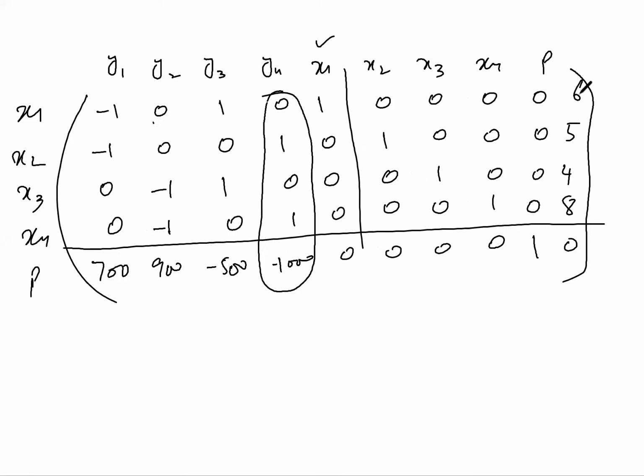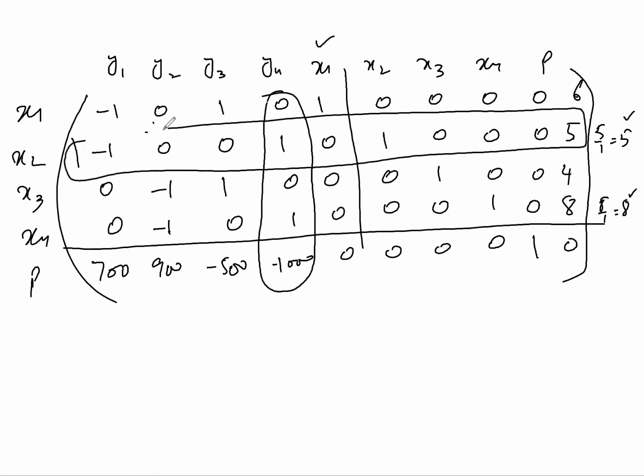To decide the pivot row, we cannot divide 6 with 0. We can divide 5 with 1. So it is 5. We cannot divide 4 with 0. So we divide 8 with 1. The smallest quotient is 5 or 8. So the smallest quotient is 5. So this is our pivot row. So y4 will enter into the basic variables. y4 will go into this position. With the help of this one, we will make 0 above and below.